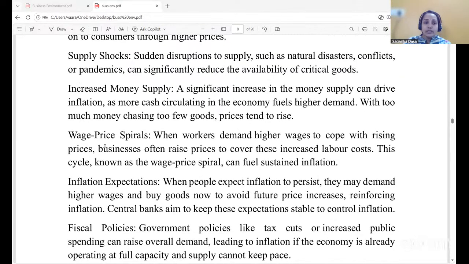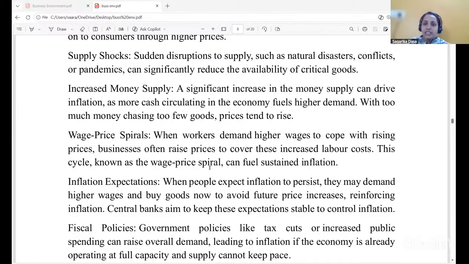Then wage price spirals. Workers demand higher wages to cope with rising prices, but businesses often raise prices to cover these increased labor costs. This cycle is known as the wage price spiral. This is a situation where workers demand high salaries. Why? Because the prices of products have increased in the market. But why are the prices increased? The prices are increased because the manufacturers are paying higher wages to the workers.